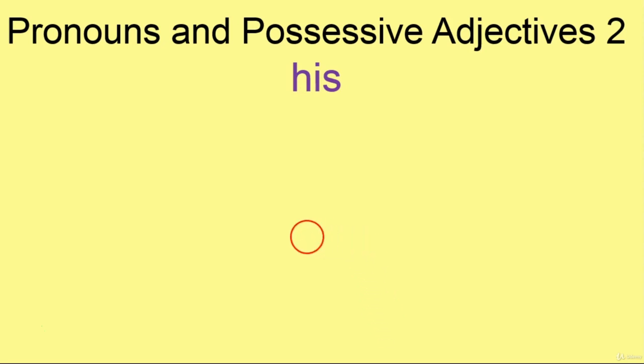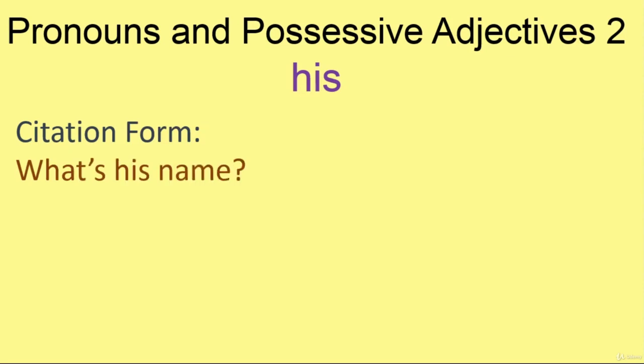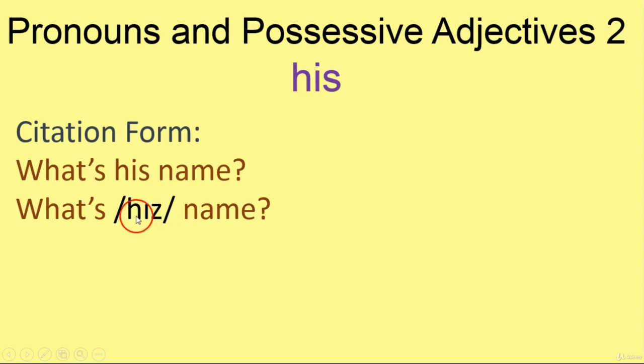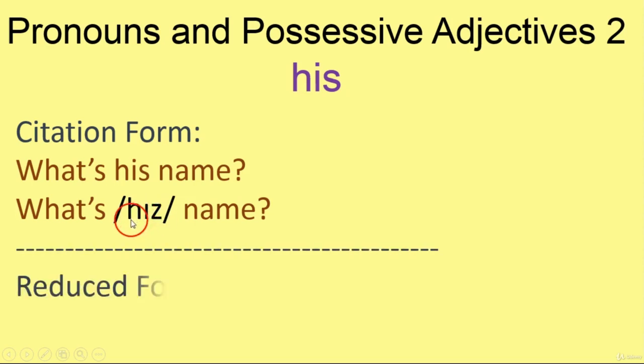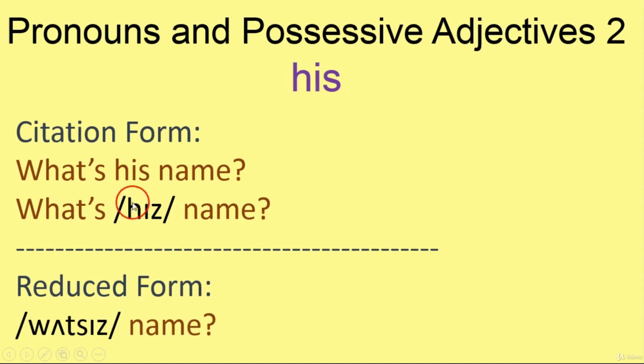Okay, now let's look at the word his. What's his name? Repeat. What's his name? In IPA format, it looks like this. However, in reduced form, we don't pronounce the H. We just say 'is. When that's combined with what's, we say, what's 'is name?